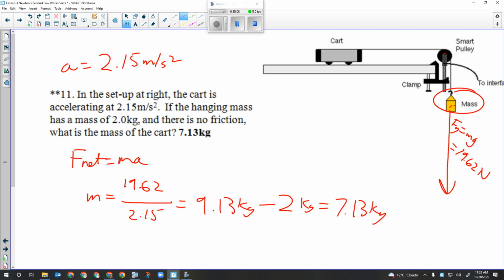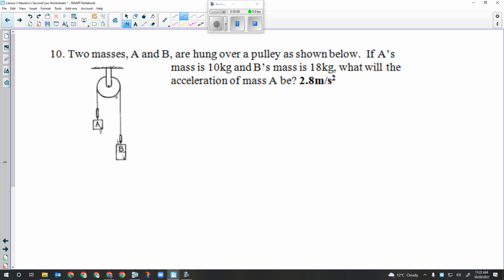All right, for number 10, we've done lots of pulley questions. Again, it's just a system. It's like question 11. You know the masses, so you should be able to calculate the acceleration of the system and then extrapolate that to mass A. This should say 2.8 meters per second squared up, and I think it does on yours, but it doesn't here. Okay, up.